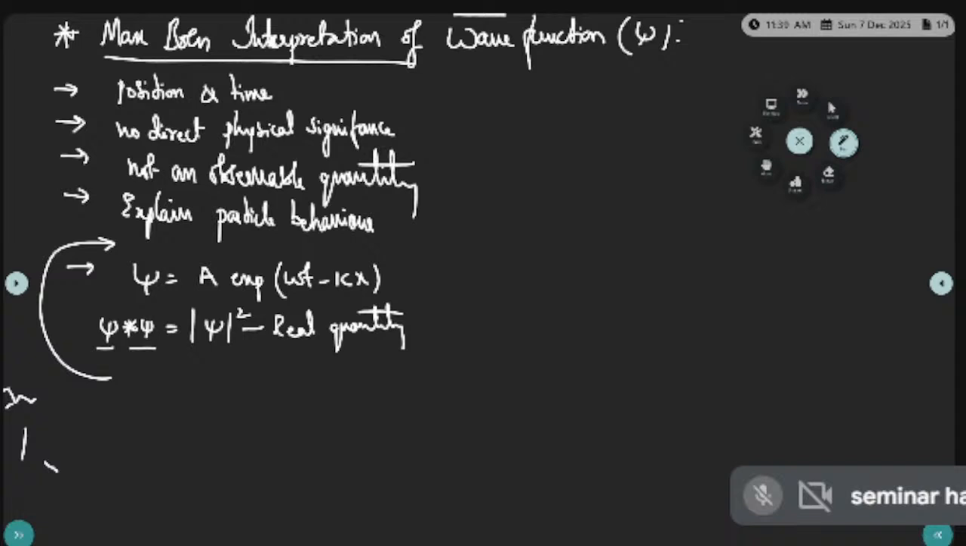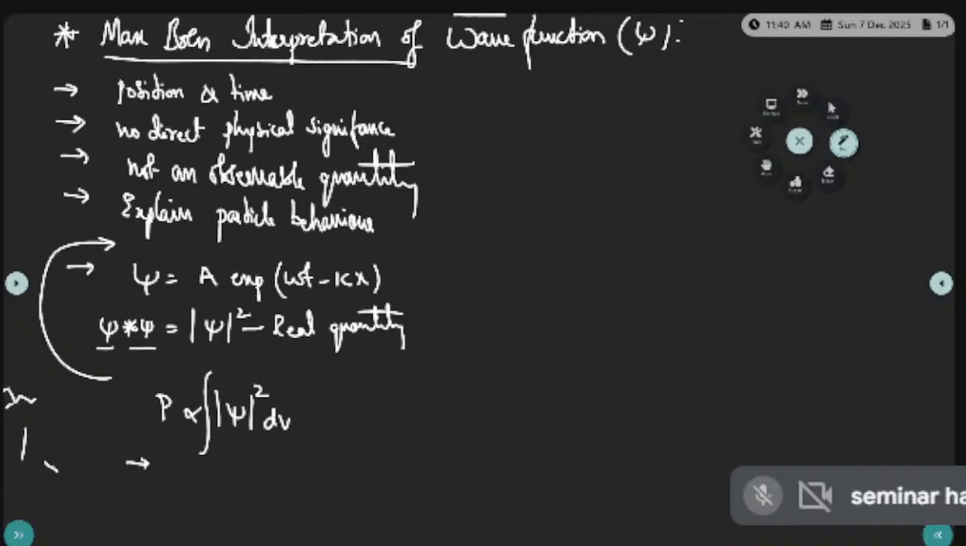The probability of finding the particle in a region is given by P directly proportional to the integral of mod of psi square dV. Here region means volume. The probability of finding the particle in a region is proportional to the integral of mod of psi square dV.